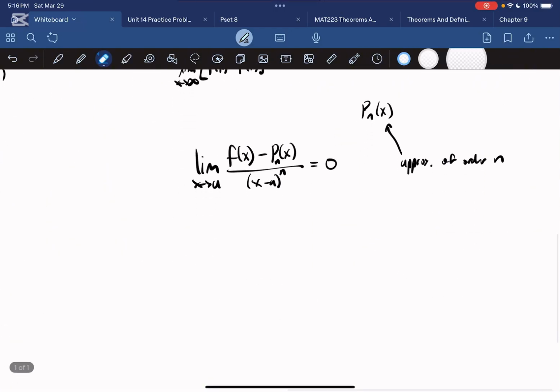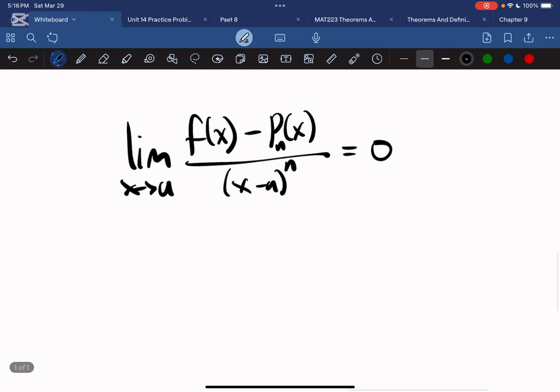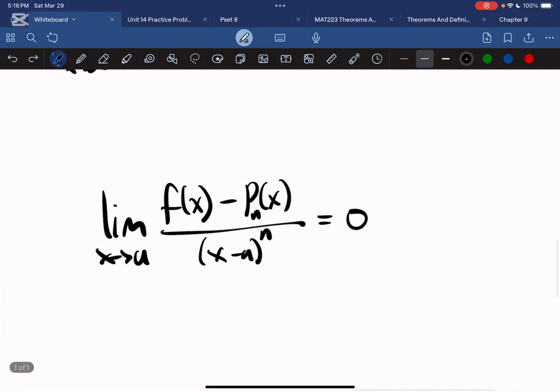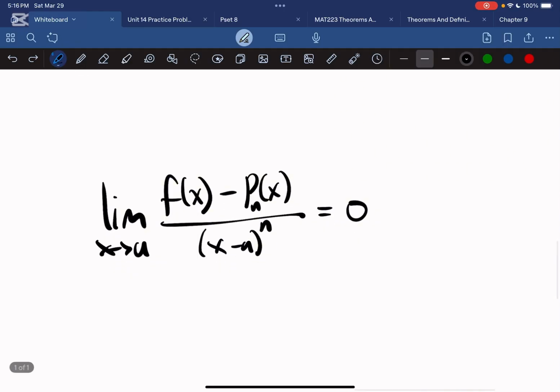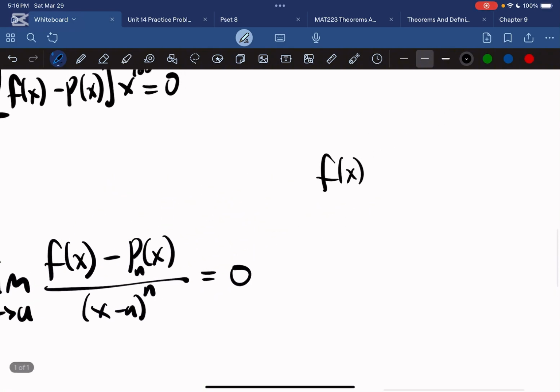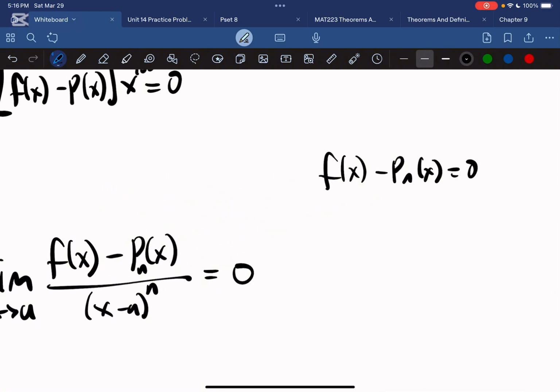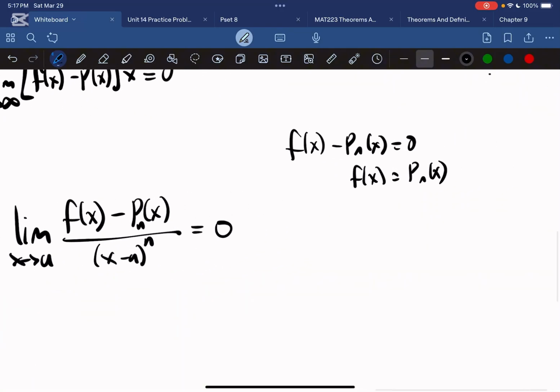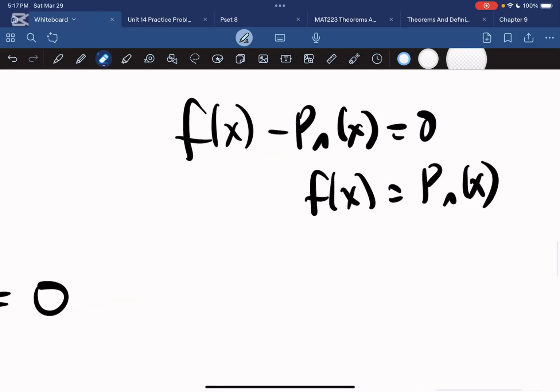Let's investigate another property of this. We know this is true, and also, we know this top term has to equal 0 for this to be true. Otherwise, let's say it wasn't 0, then it wouldn't equal 0. So we know that f of x minus p sub n of x has to equal 0, meaning f of x has to equal p sub n of x. But this is only at the point a.